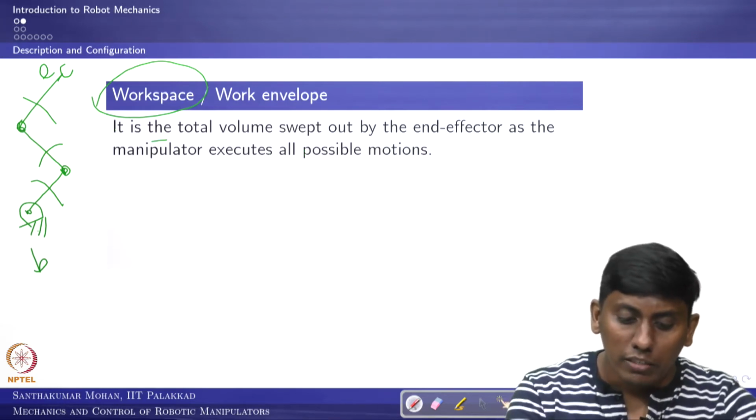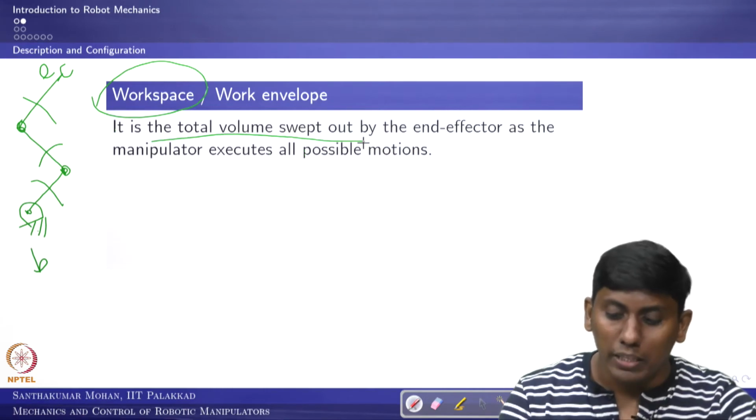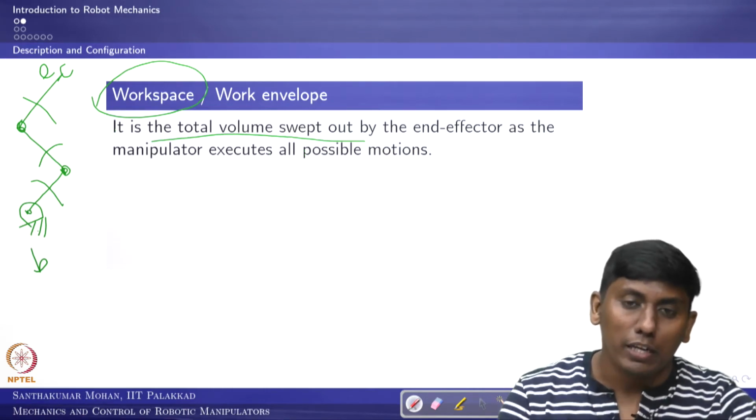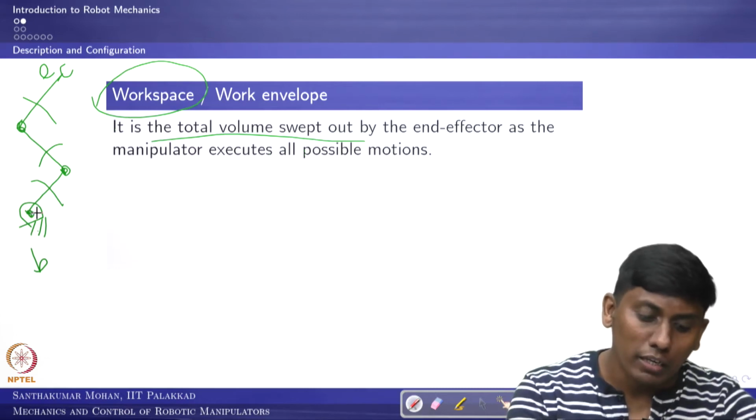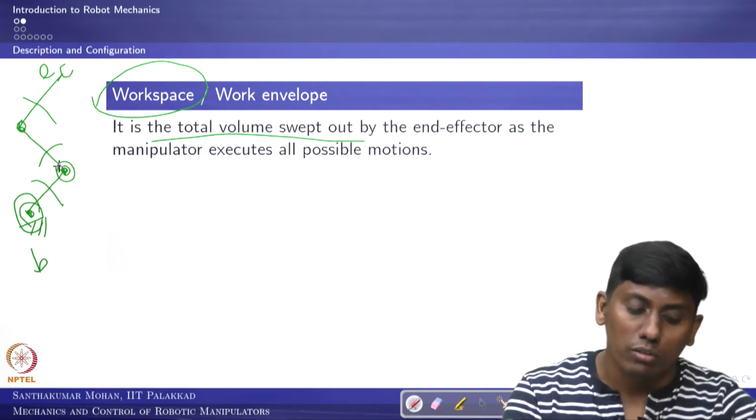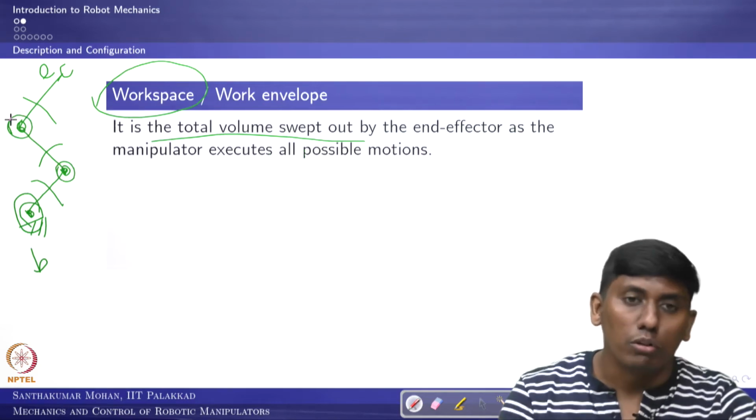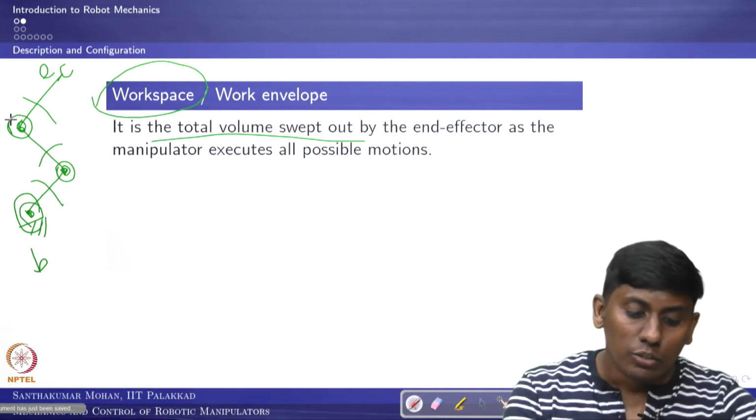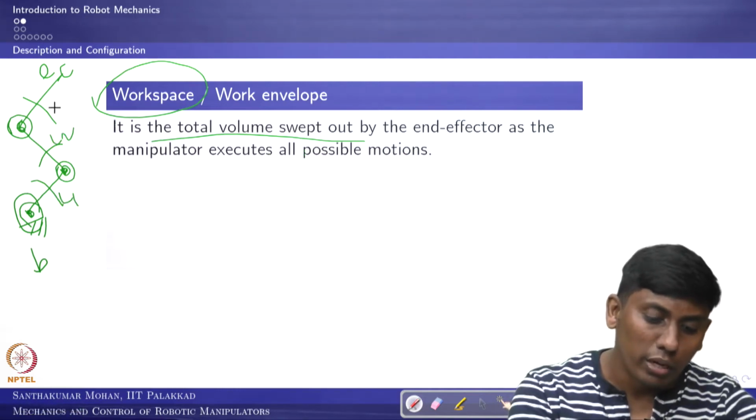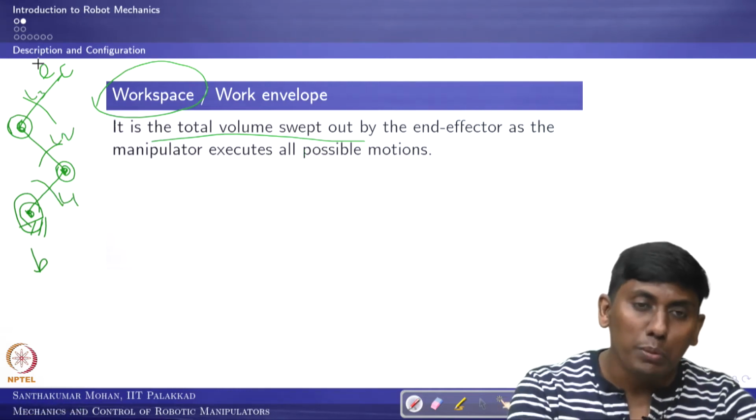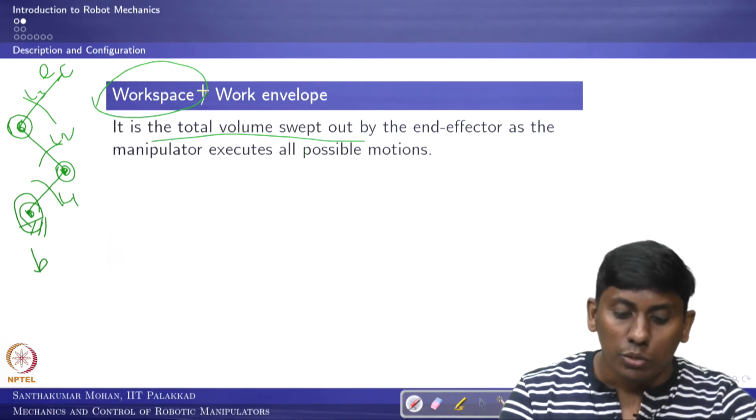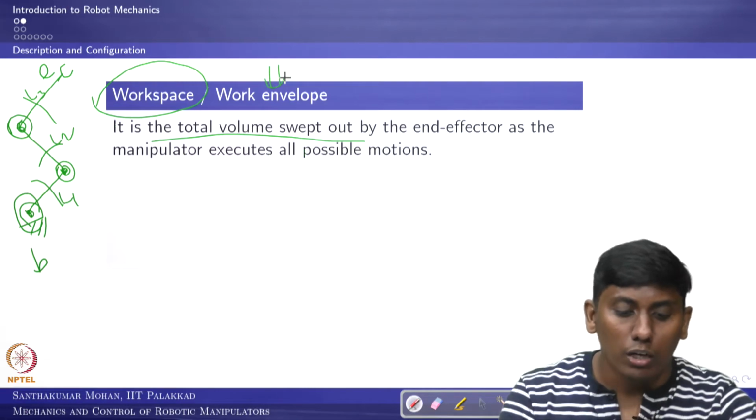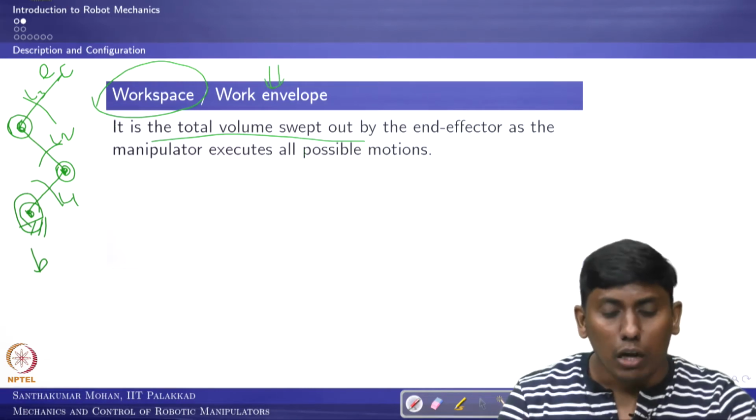What does that mean? It is the total volume swept out by the end effector as the manipulator executes all possible motion. For example, I connect a motor here that rotates 0 to 360, this one is also going to rotate 0 to 360, and this one is also going to rotate 0 to 360. Then the lengths L1, L2, L3 are all known. So what would be all the possible configurations of this system? That is what you call the work envelope or workspace. Okay, now you have got this.